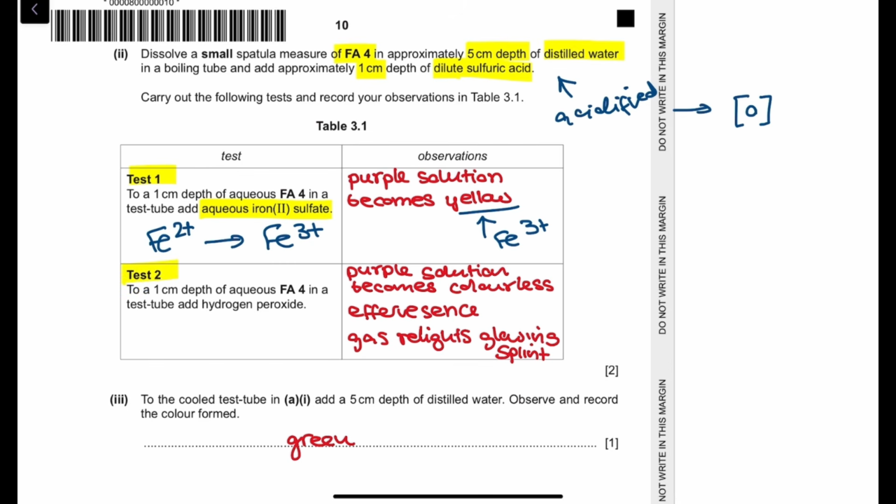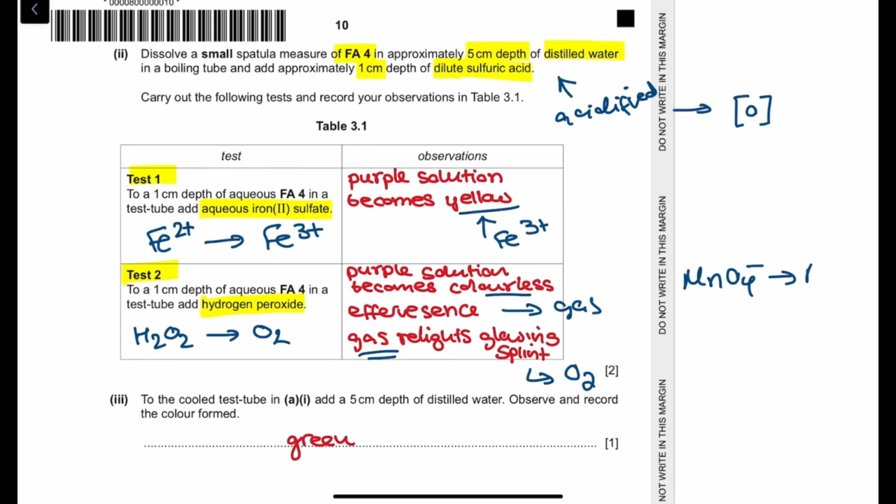In the second test, we added it to hydrogen peroxide. We got effervescence, which indicates a gas has been produced. This gas relights a glowing splint, which means oxygen has been produced. And this means that our hydrogen peroxide was oxidized to form oxygen. Our observation for this is our purple solution becomes colorless. That is because when our MnO4- ions are reduced to Mn2+ ions, they result in the oxidation of the hydrogen peroxide, and our Mn2+ ions form a colorless solution.